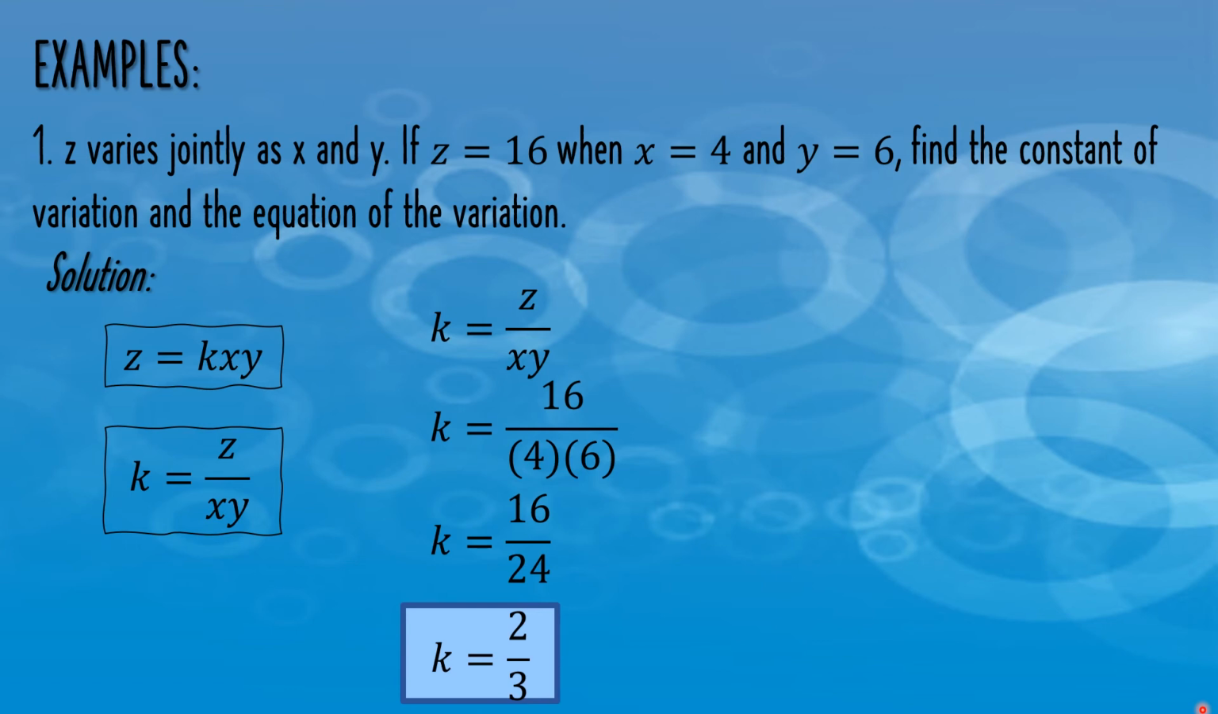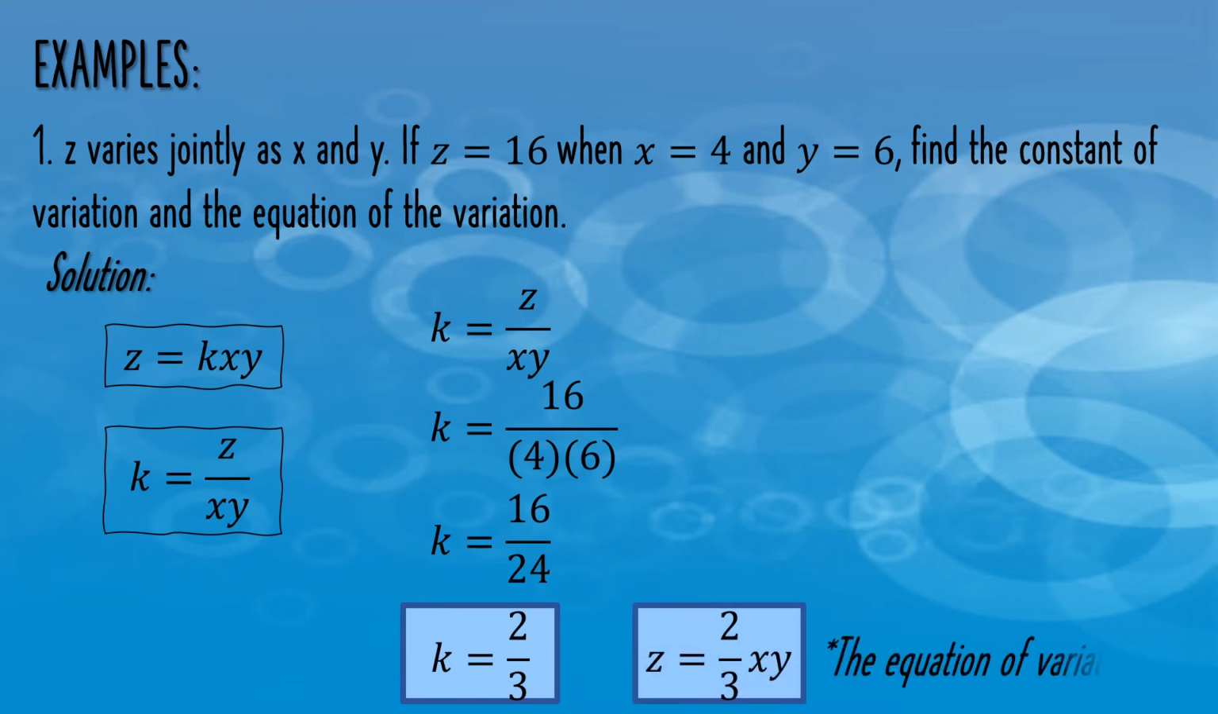Next is to use the equation of variation. So ang nakuha nating constant of variation na 2 thirds ay isa-substitute lang natin sa ating formula for z. So that will become z equals 2 thirds xy.